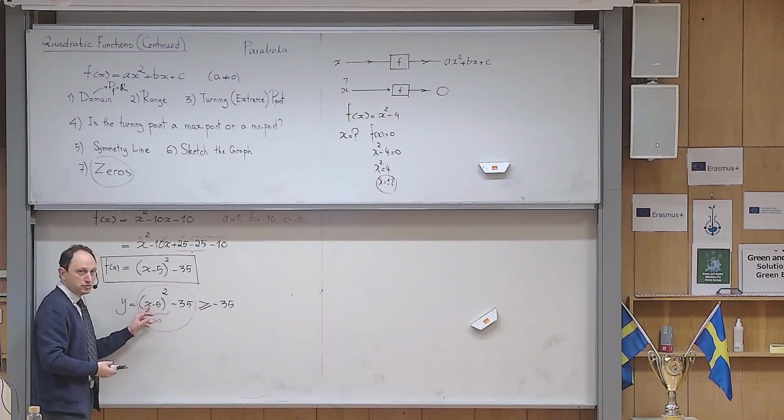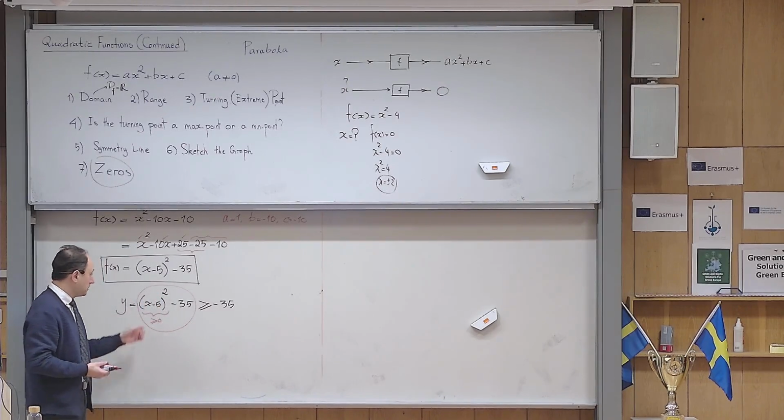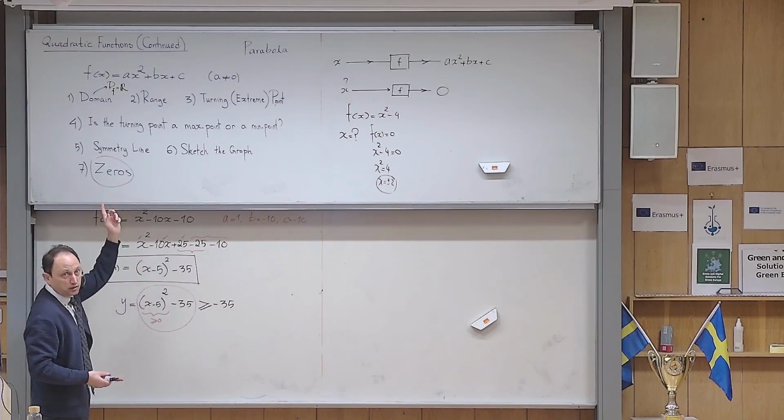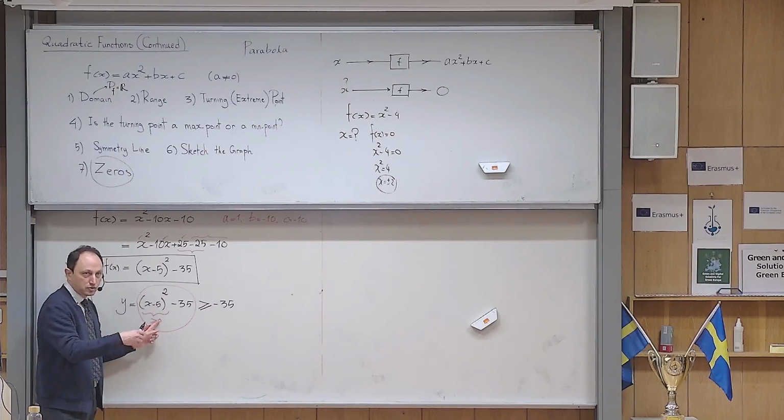If you ask me what the value of this is, I cannot answer because I don't know what x is. But x can be any number. Why? Because the domain is R. But I am telling you, even without knowing what x is, I am sure that this part of the expression is at least 0. It cannot go below 0.